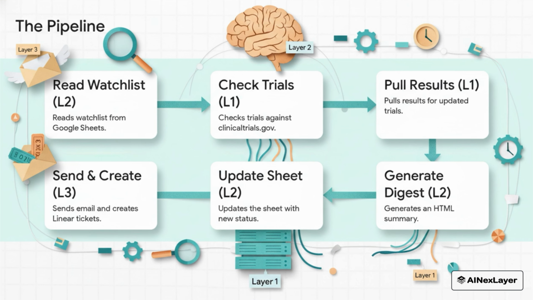So here's the flow. The process starts in layer 2 by reading its watch list from that Google Sheet. Then it reaches down into layer 1 to check for any updates and pull new results. Then everything comes back up to layer 2, which creates a summary and updates its memory. And finally, the process finishes by pushing the results up to layer 3, sending that email and creating those tickets. It's just a beautiful logical flow across the different tiers.